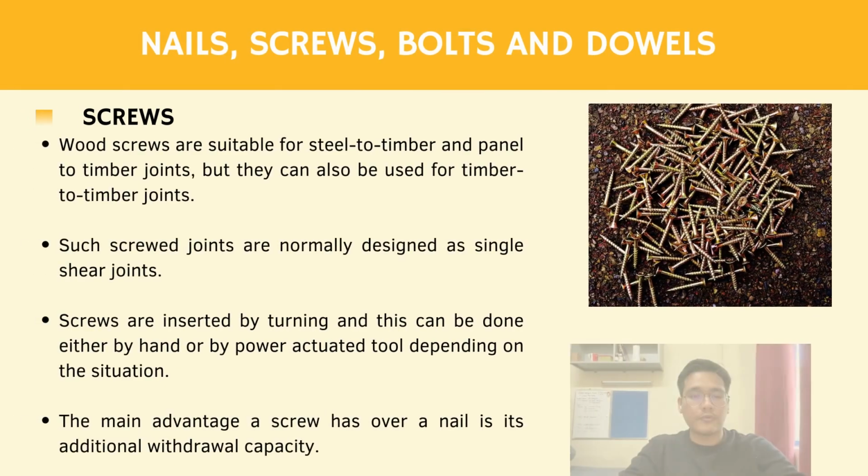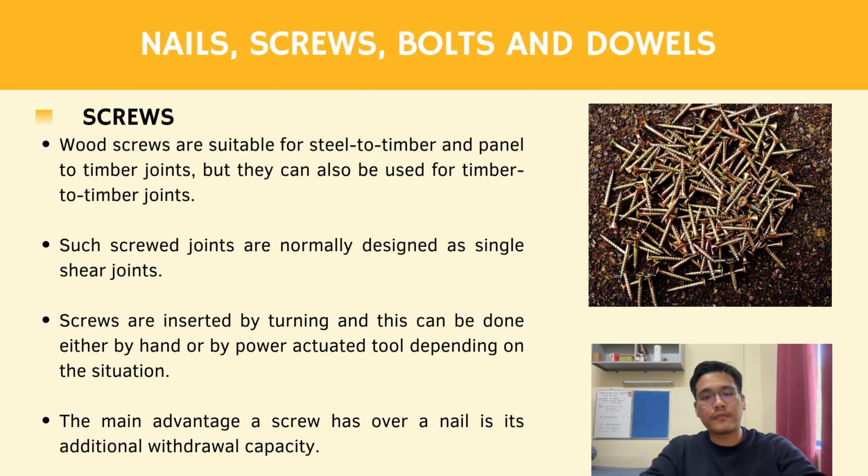Then moving on to screws. Wood screws are suitable for steel to timber joints, but they can also be used for timber to timber connections as well. Screw joints are normally designed as single shear joints. You can use screws by turning them by hand like a screwdriver, but you can also use power tools like a cordless driver, for instance, to speed up the process. The main advantage of screws is that they provide additional withdrawal capacity due to the shape of their threads.